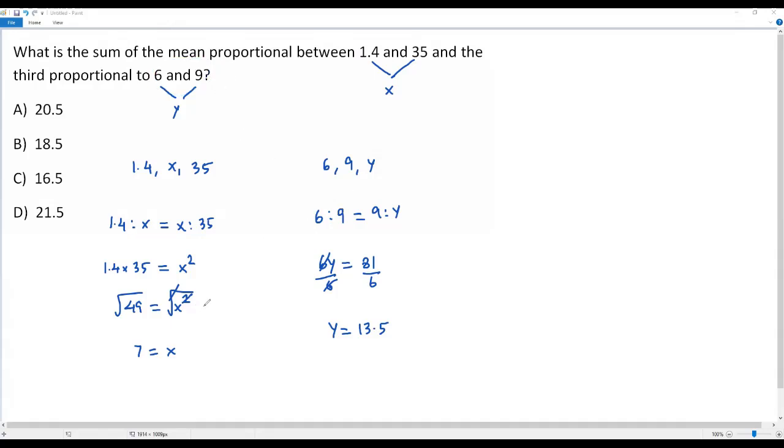Now let's add the mean proportional of the first two numbers, 7, and the third proportional of the next two numbers, 6 and 9, that is 13.5. So 7 plus 13.5 is equal to 20.5. Therefore, the sum of the mean proportion and the third proportion is 20.5. We find this 20.5 in answer choice A. The correct answer choice for this question is A.